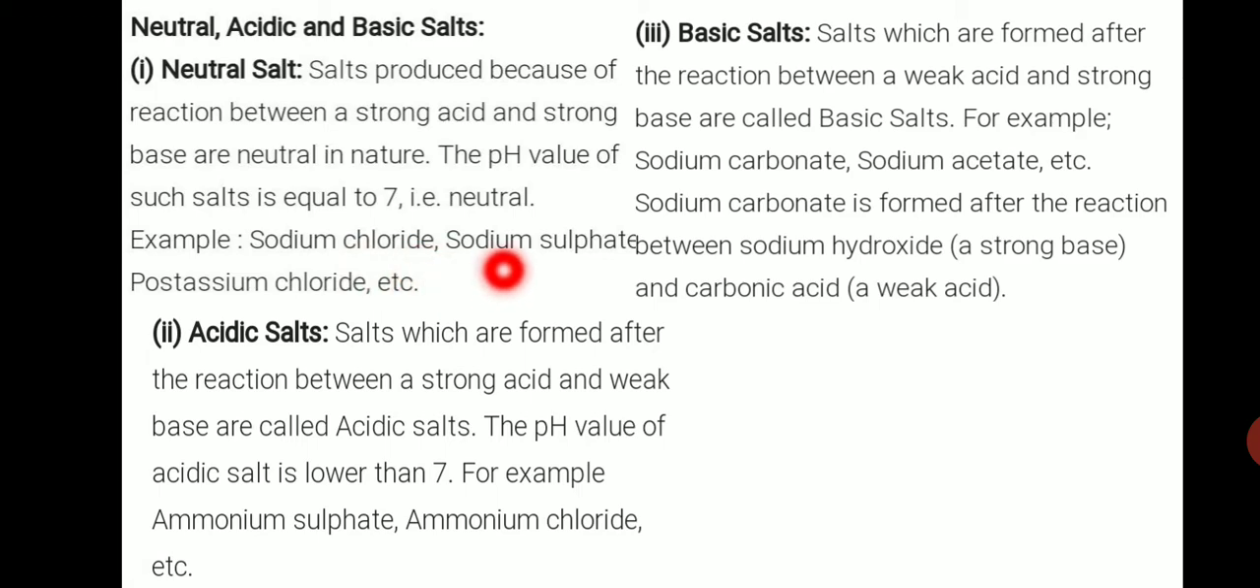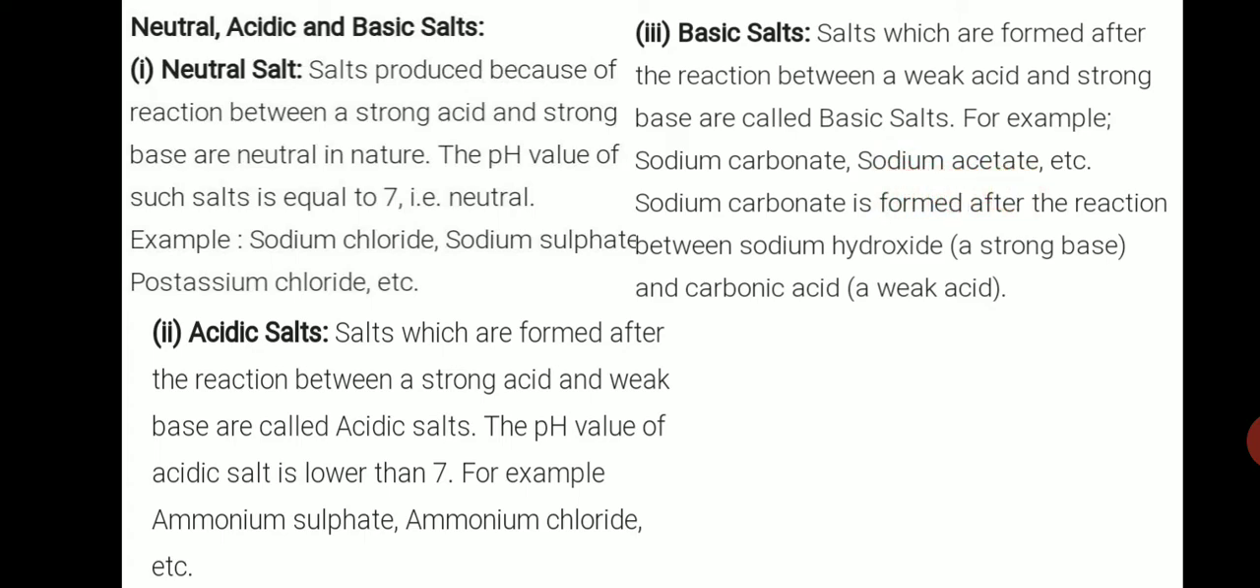Here, sodium hydroxide and sulfuric acid. Here, potassium hydroxide and hydrochloric acid. In ammonium chloride, ammonium hydroxide and hydrochloric acid. Here, ammonium hydroxide and sulfuric acid. Here, for sodium carbonate, sodium hydroxide and carbonic acid. Sodium hydroxide and acetic acid.